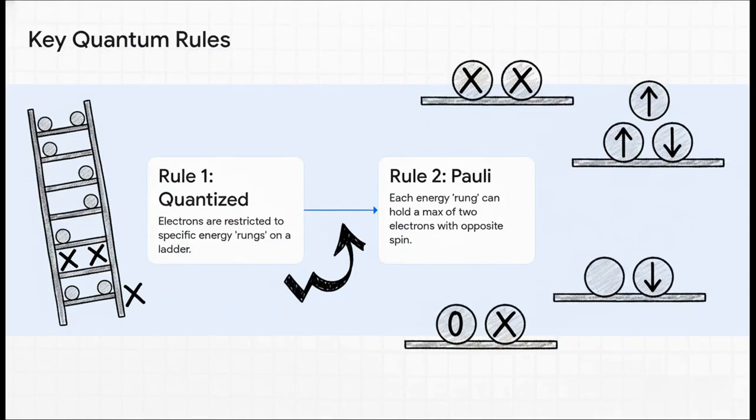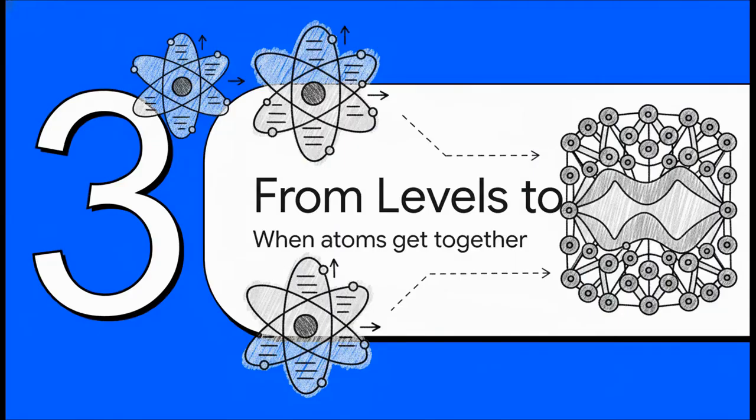And for our story, there are two rules that are absolutely critical. First, as we said, energy is quantized. Electrons can only exist on those specific rungs of the ladder, never ever in between. And second is something called the Pauli exclusion principle. It basically says you can only fit two electrons on any one rung, and they have to have opposite quantum spins. Think of it as one pointing up, one pointing down. Okay, so that's the deal for one single lonely atom.